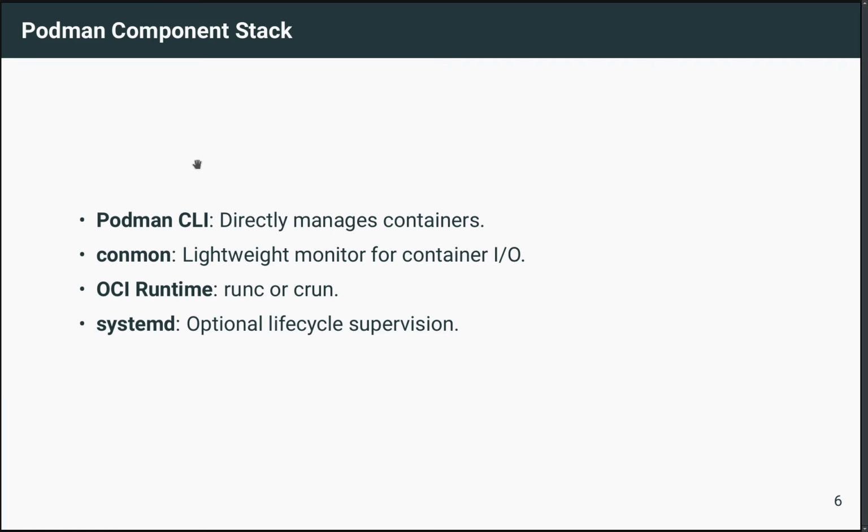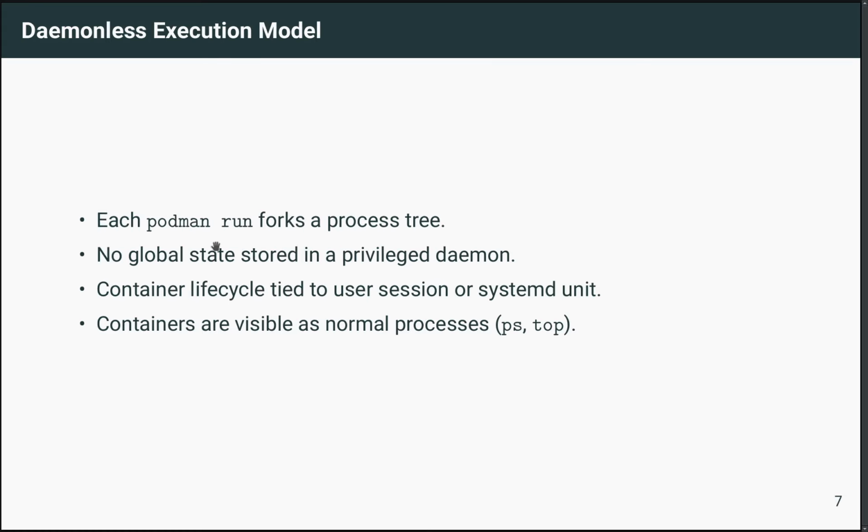Now, if you look at Podman, it has the Podman CLI, which directly manages the container. There is nothing like Dockerd or containerd. You have conmon for monitoring the container input output. The OCI runtime, runc or crun, either will work with this. Systemd, which is the parent process of all the processes on Linux, is used for lifecycle supervision. Now, whenever you do Podman run, it will fork a process tree.